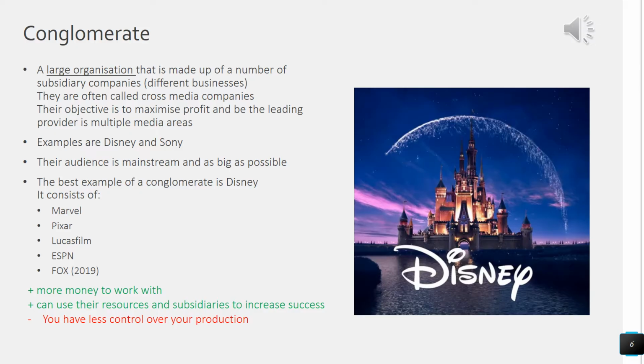The advantage of being a conglomerate is that you've got a lot more money to work with. You can use all the resources of all of these different subsidiaries to make sure that your product is successful. The disadvantage of working with a conglomerate is that you've got less control over your production. There are many examples where somebody has made a movie and had all of the things changed or been put under pressure to make changes to their film because they're owned by the conglomerate.